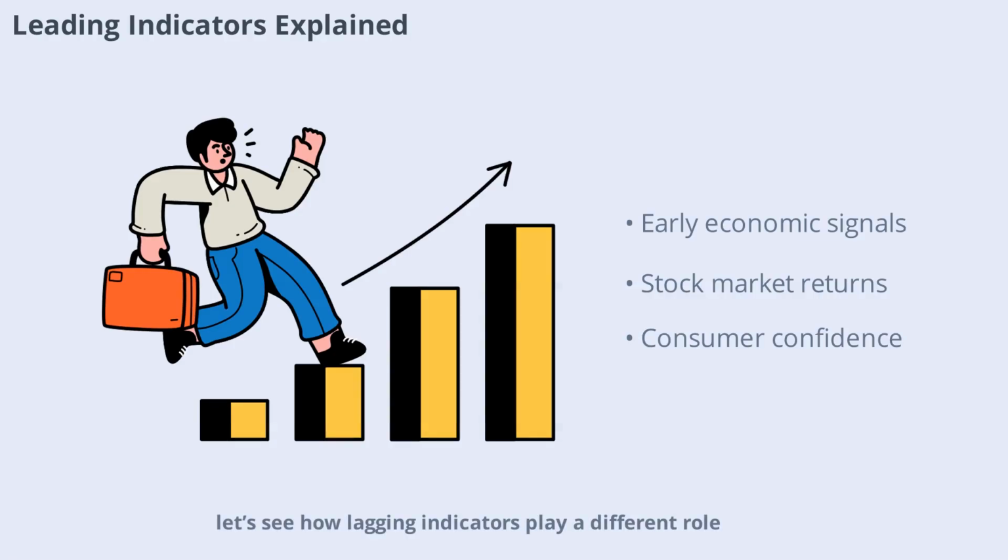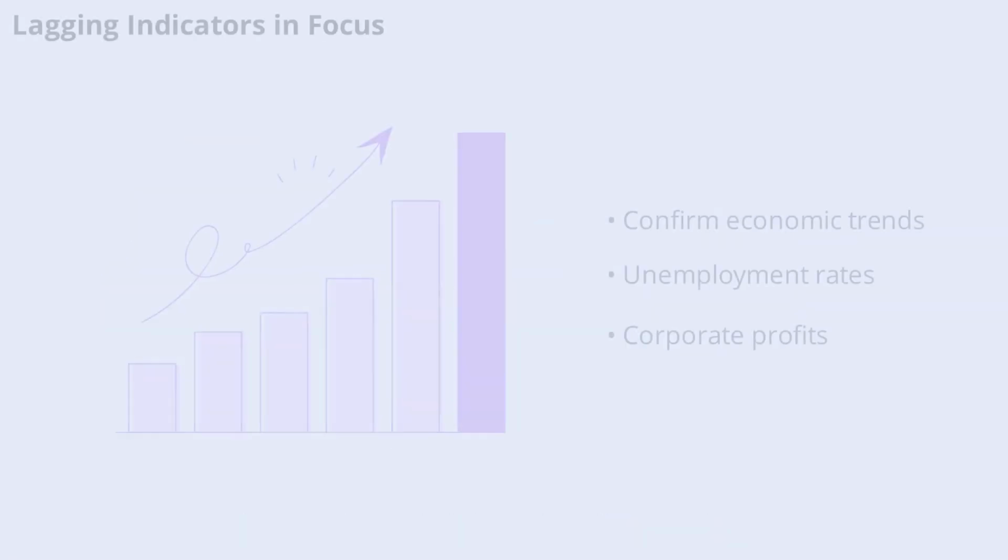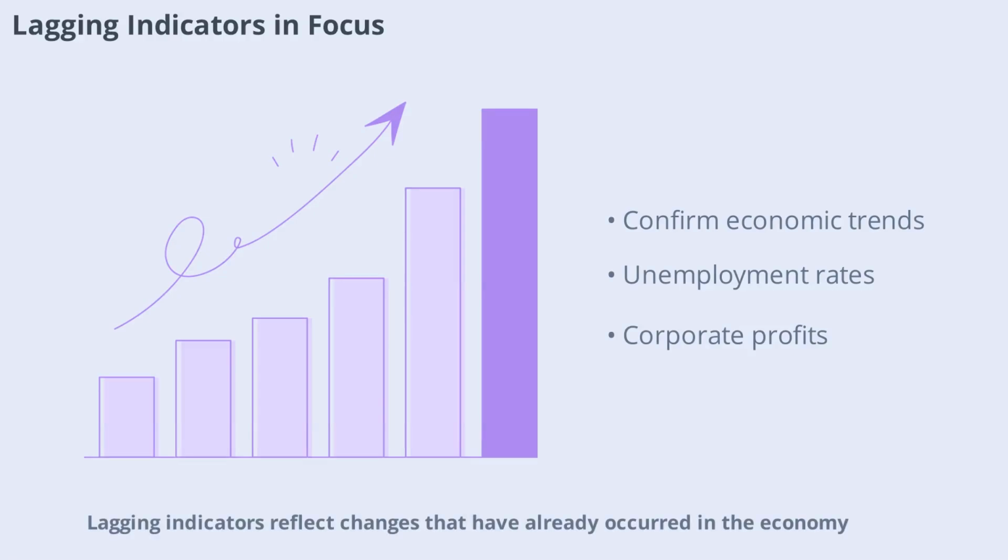Next, let's see how lagging indicators play a different role. Lagging indicators reflect changes that have already occurred in the economy. They confirm patterns and trends that leading indicators may have predicted.